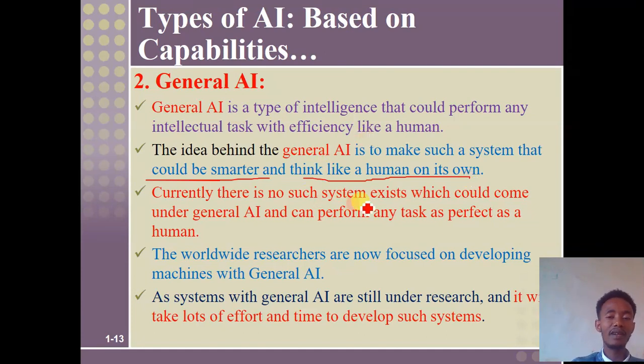Currently, such technology does not exist. There is no such system in the real world which could come under general artificial intelligence and perform any task as perfectly as a human. There are no artificial intelligence devices which can perform any activity efficiently like a human being. Researchers worldwide are now focused on developing machines with general artificial intelligence.